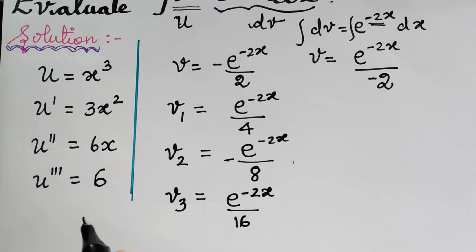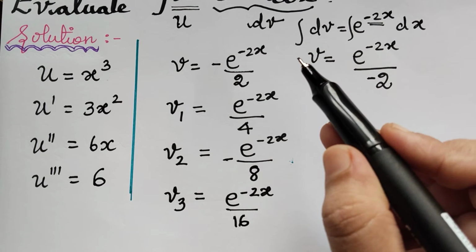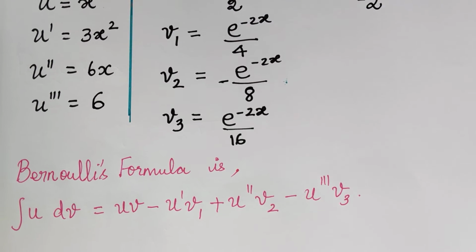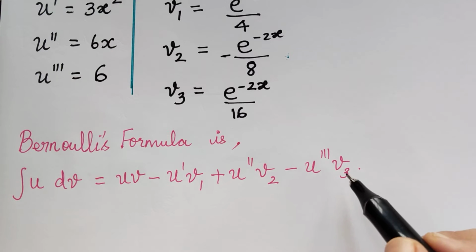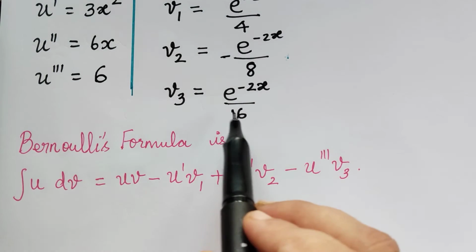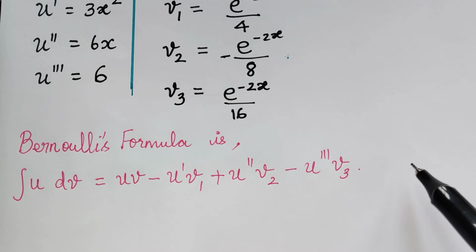Now using these values, we can apply Bernoulli's formula in order to evaluate the given integral. I have written the Bernoulli's formula over here, and I have stopped the formula with u triple dash v3, since we have terms until u triple dash and v3, and after that anyway it's going to become 0.